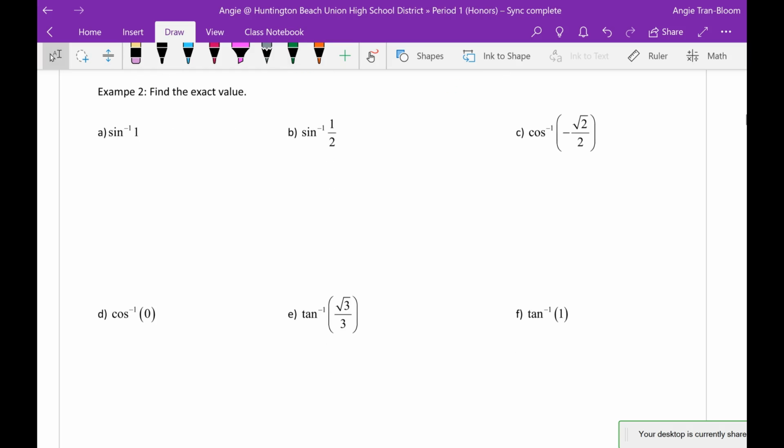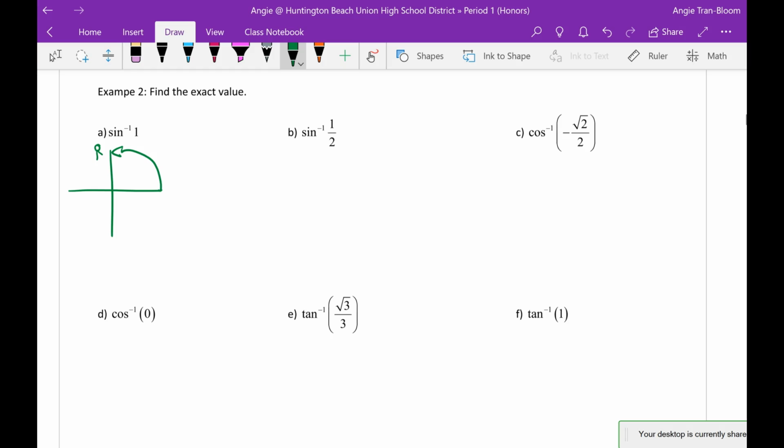Example 2. Find the exact value. Calc or non-calc? Non. All right. Sine inverse of 1. So let's first talk about restriction, because you can't have an inverse without knowing its restriction. This is when the quadrants will come in. What 2 quadrants can sine inverse be in? 1 and 4. That's why we're using quads. Okay. It can only be 1.